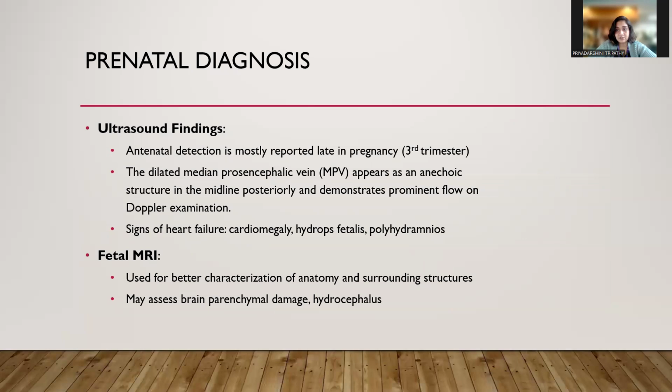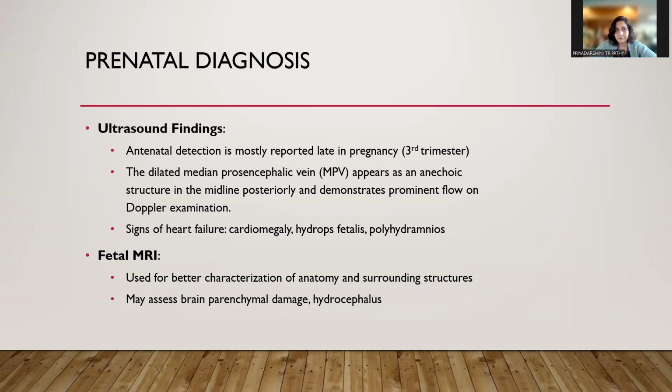So it's very challenging to diagnose a vein of Galen malformation. Unfortunately, we can only detect it in the third trimester. The dilated median prosencephalic vein appears as an anechoic midline structure posteriorly. And when we put Doppler on it, it shows a luxuriant flow. And there might be signs of heart failure like polyhydramnios, hydrocephalus, and cardiomegaly.